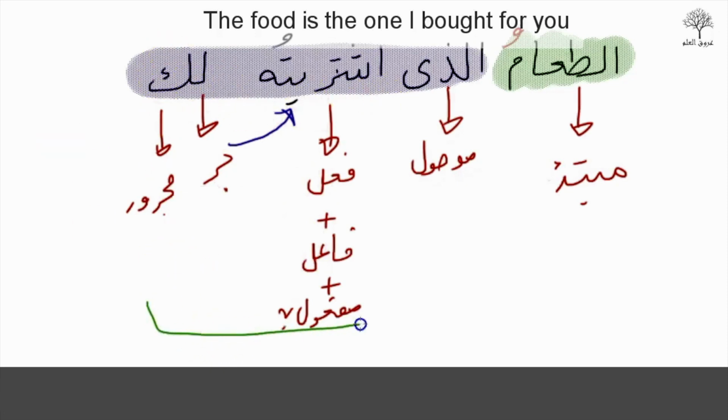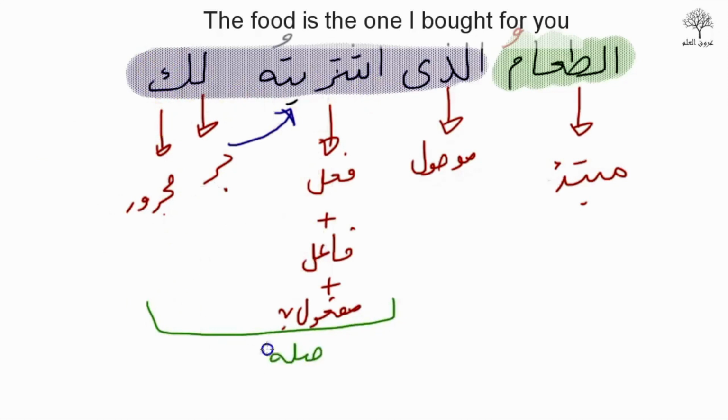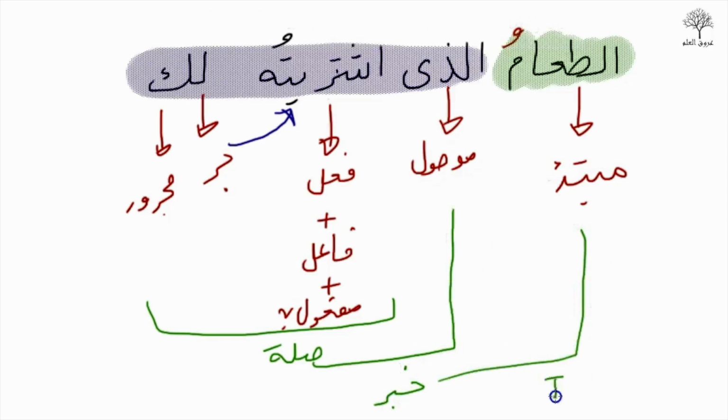Okay, so you've got sila here, and then you've got the mawsool. Sila and mawsool put together become the khabar. So mubtada and khabar put together become jumla ismiya khabariya. Now the translation is: the food is the one that I purchased for you. So you see, that's another way of looking at it, but this time the meaning will change. Remember, tarkeeb can affect the meaning of what you want to say.